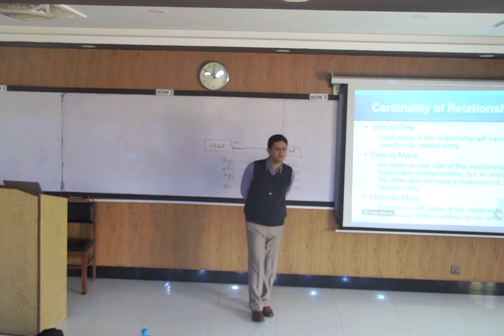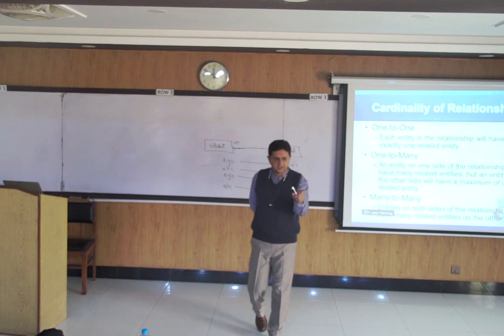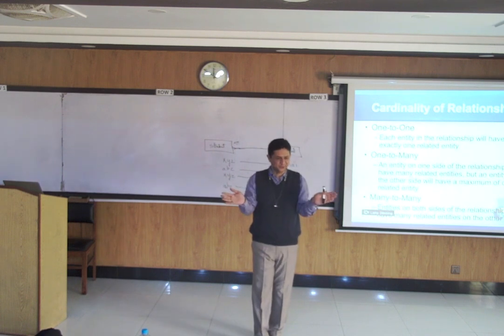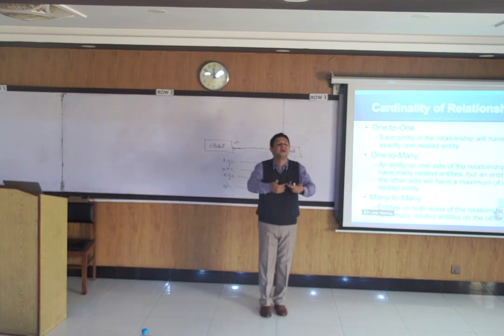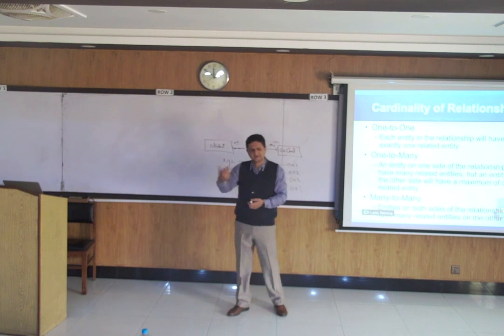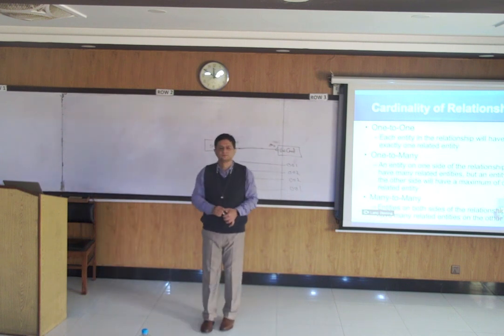What is the reason for that? There is a specific reason to accommodate this many to many cardinality. There is no other way. The only way which is possible is to convert the relationship into a new entity. Okay, that would be discussed later on. Okay, clear? Is there any confusion?